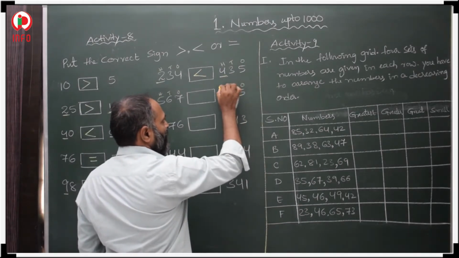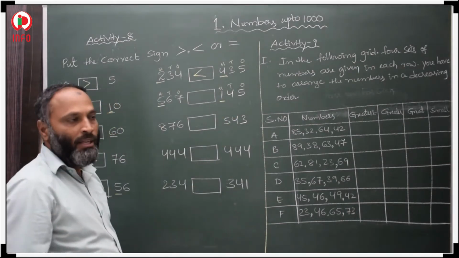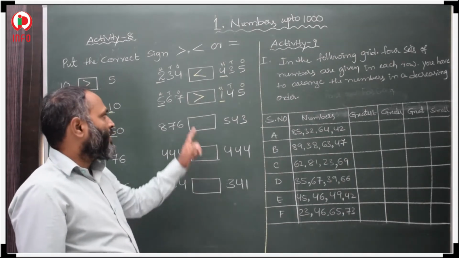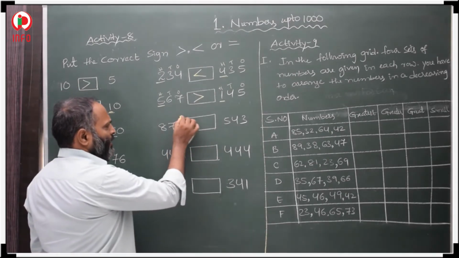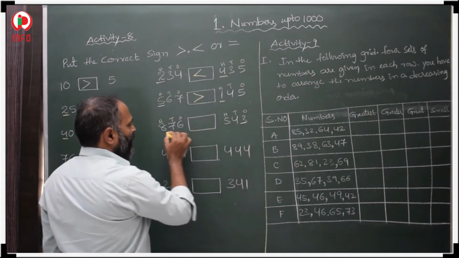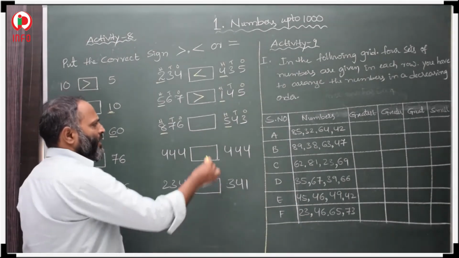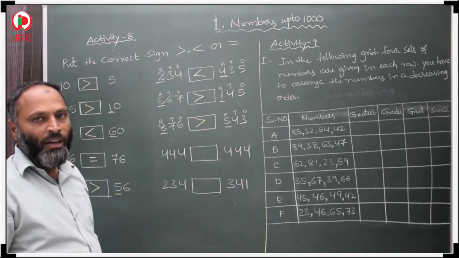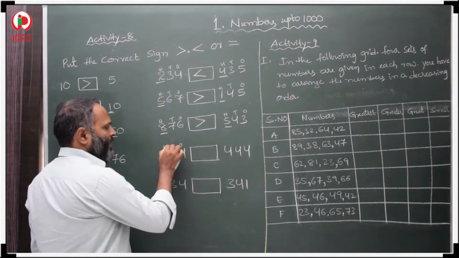Next, in this ones, tens and hundreds. Here hundreds place 5. Here hundreds place 1. 5 is greater than 1. It means 567 is greater than 145. Next, in this ones, tens and hundreds. Here 8 is there and here 5 is there. In between 8 and 5, 8 is bigger. It means 876 is greater than 543.